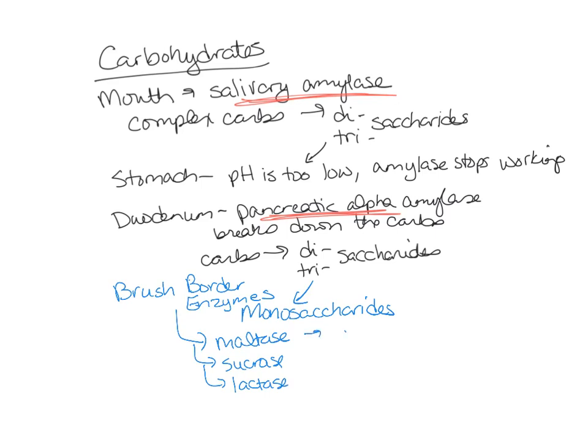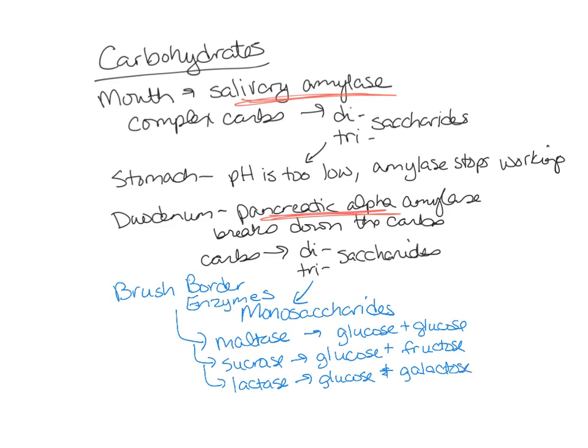So maltase breaks down into two glucose molecules. Sucrase breaks down into glucose and fructose. Those are both monosaccharides. And lactose breaks down into glucose and galactose. Right? So all of these are monosaccharides, and they can all be absorbed into the body. So these nutrients then will get absorbed into the body.